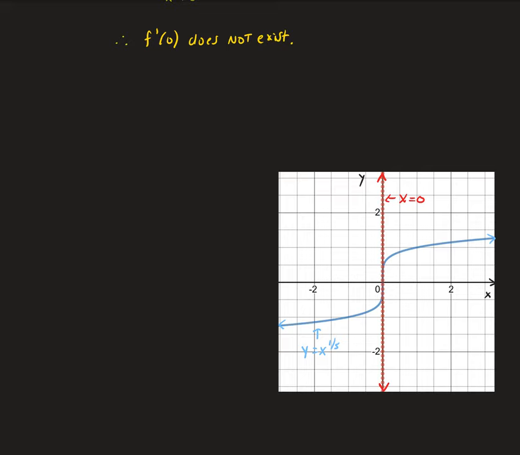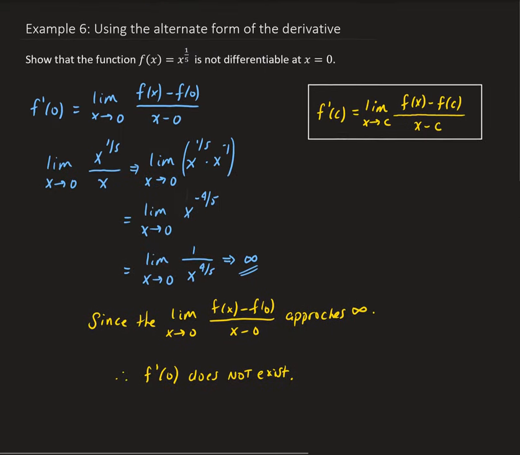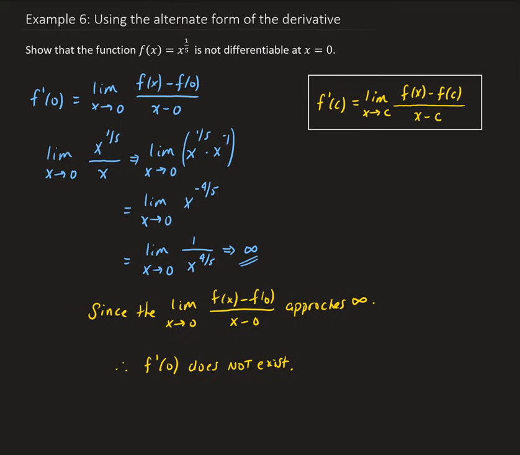So that's what this information is telling us. And so, that's how we can show that this function is not differentiable at 0.